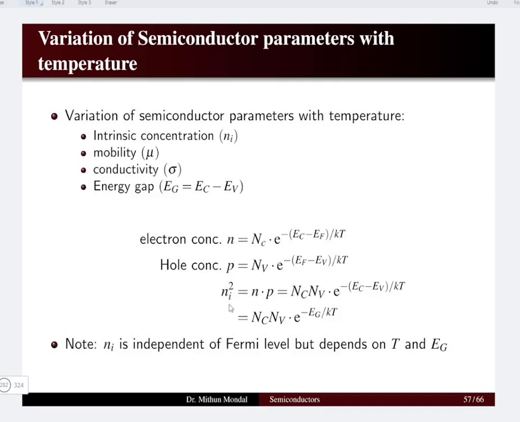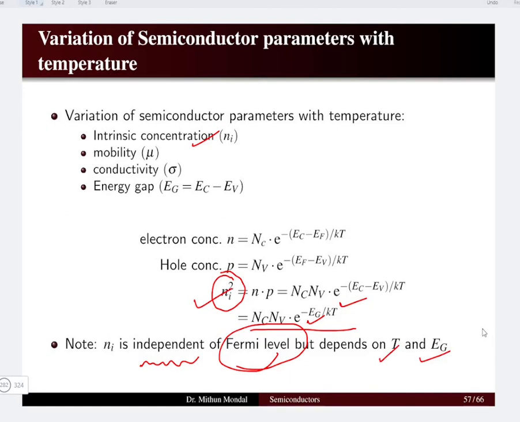We have also derived the relationship that the square of the intrinsic concentration is equal to NC NV e to the power minus Eg by kT. So here we can see that the intrinsic concentration is related to the temperature as well as the energy gap. However, it is independent of the Fermi level. So the Fermi level is not present in the equation of the intrinsic concentration, and only temperature and the energy gap are going to vary.